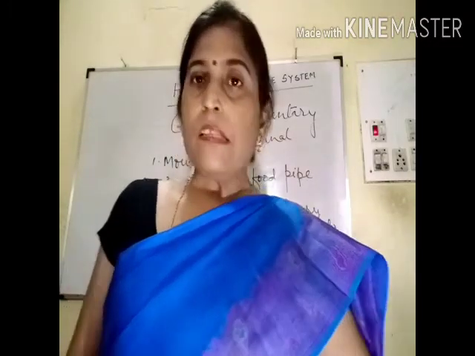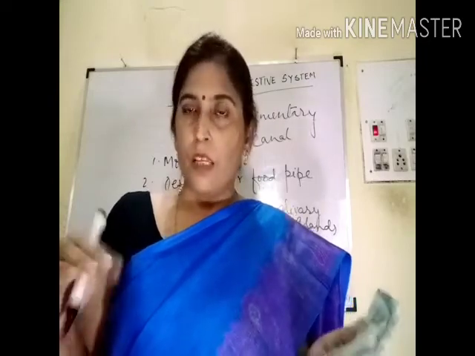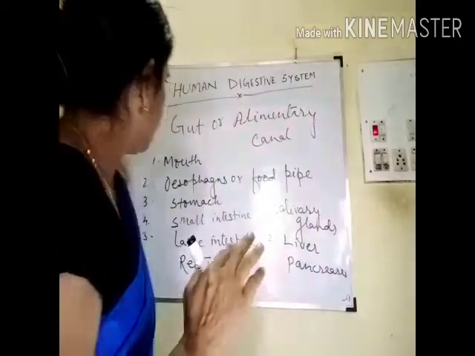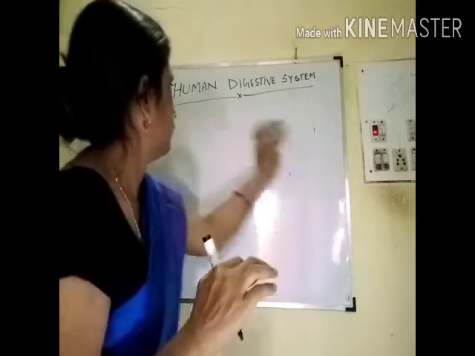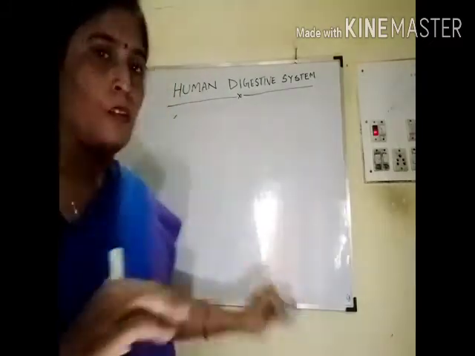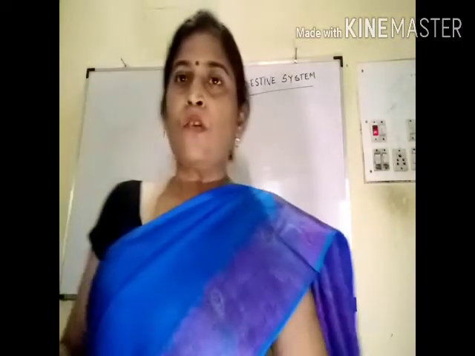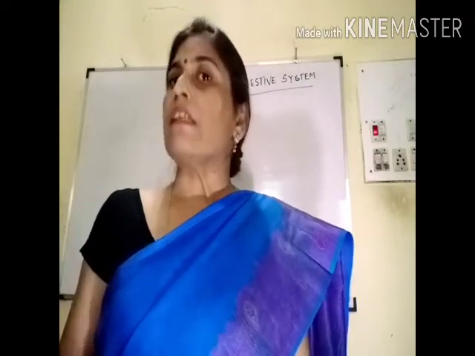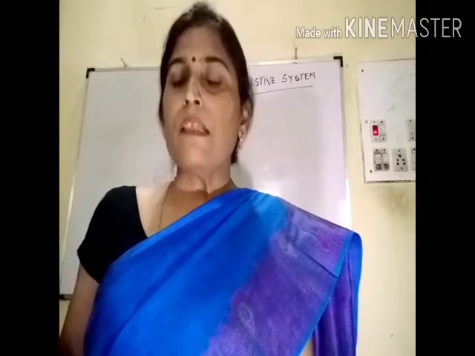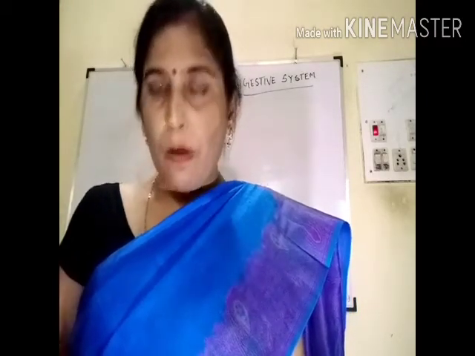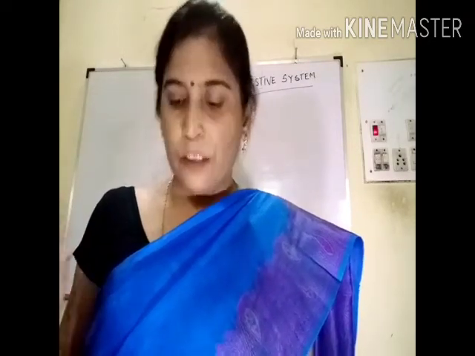Now one by one we will see how all five steps of nutrition take place in the human body. First is your mouth. As food is taken in the mouth, the ingestion process takes place through the mouth. Our digestion begins inside our mouth when we start chewing the food, and that takes place with the help of our teeth.